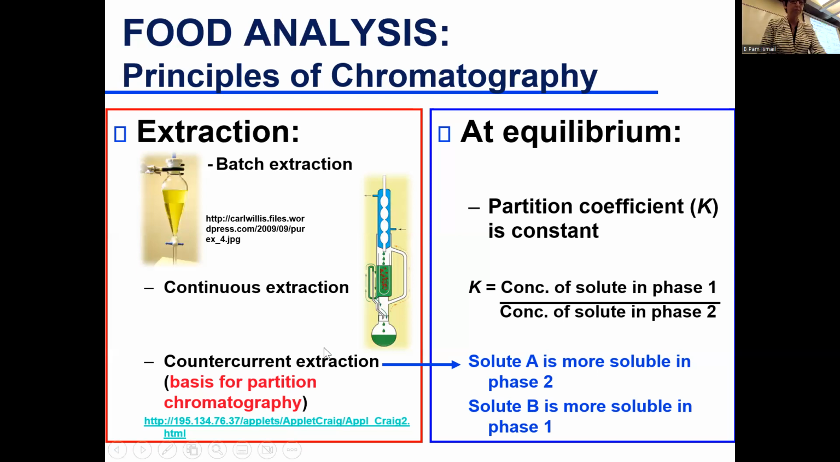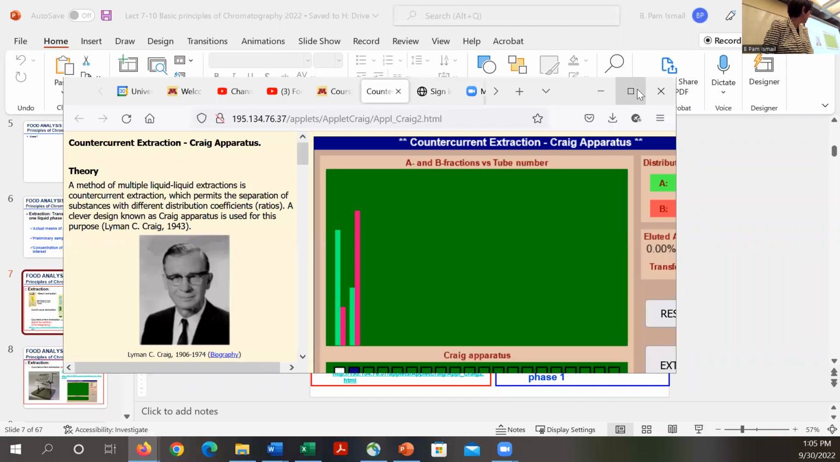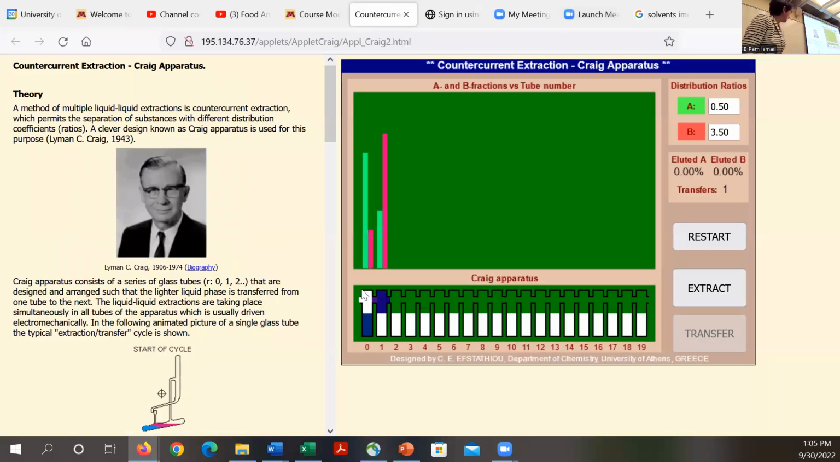Okay, let me escape this here and go to this. This guy here is the guy that came up with this extraction technique. We call it countercurrent extraction. So I'm going to start it over. Restart.